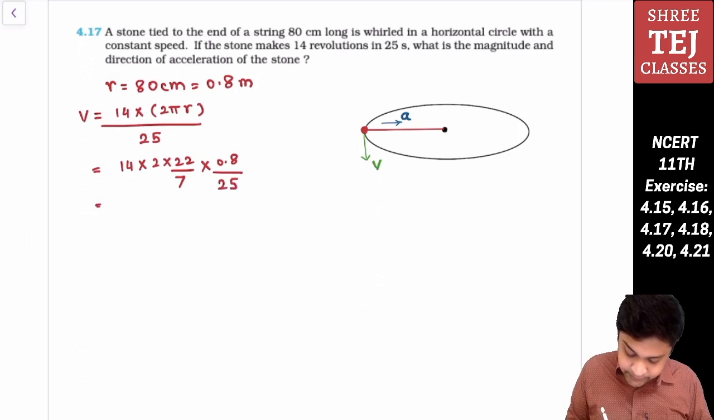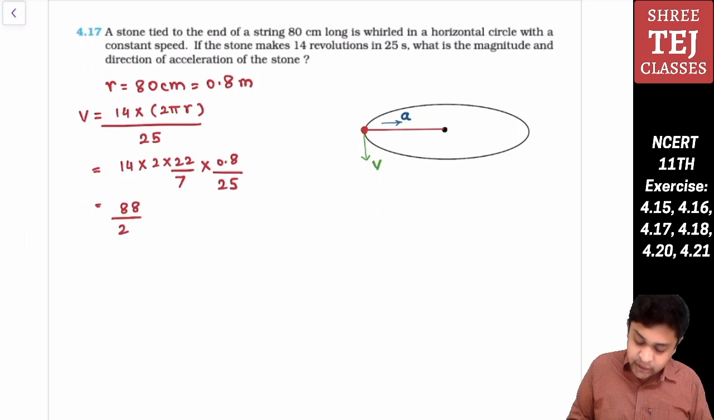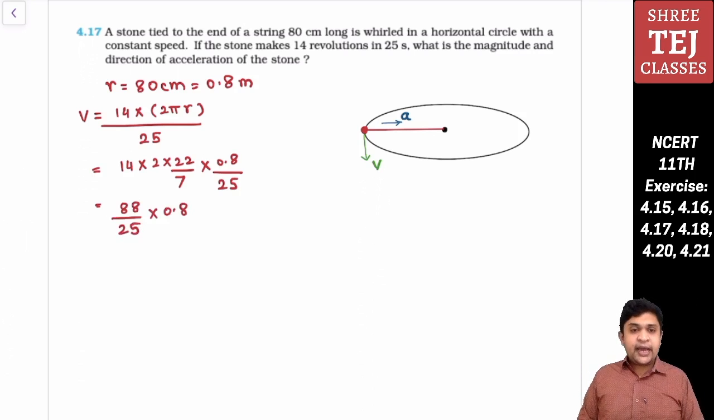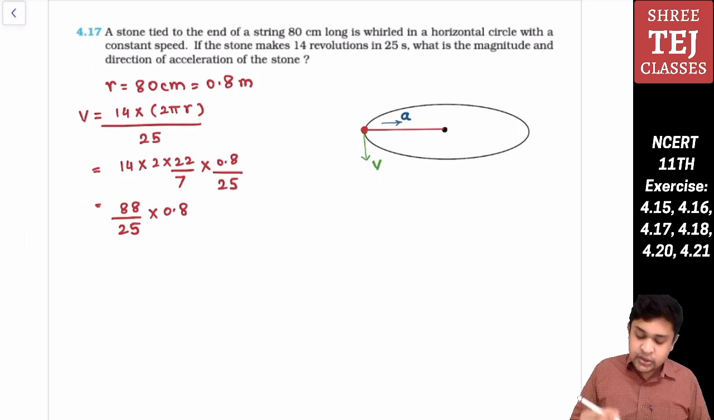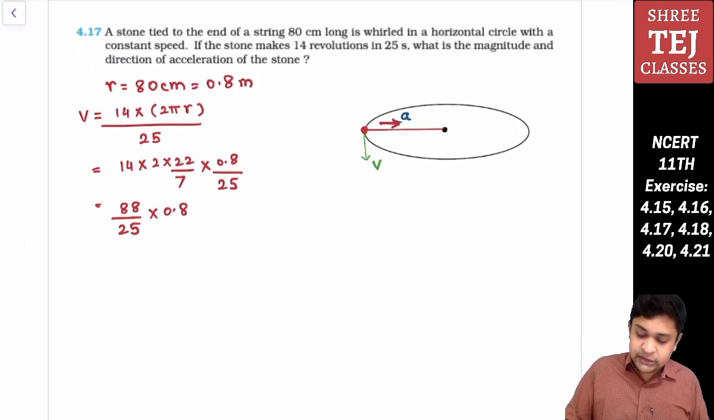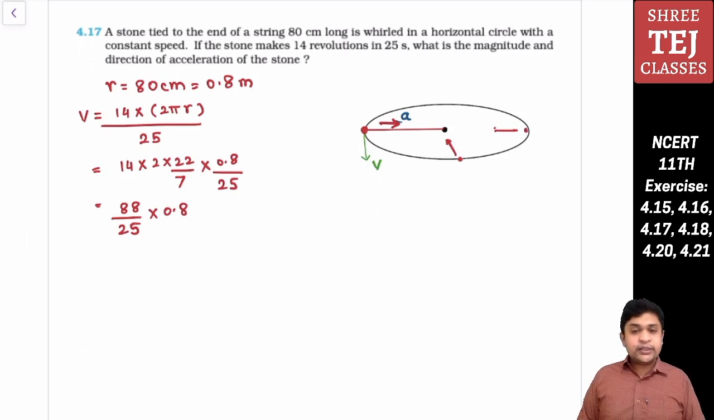This would be 88 upon 25 into 0.8. So let us keep it as it is for now. So this would be velocity v. We have to find the magnitude and direction of acceleration of the stone. Now we always know acceleration of the stone will be towards the center of the circle. If the stone was here, acceleration would be towards the center. If the stone was here, acceleration would be towards the center.